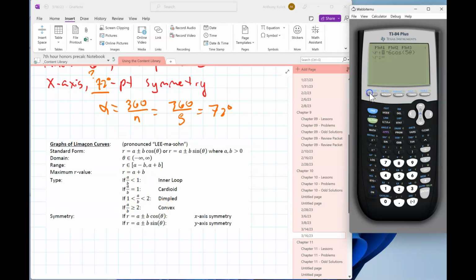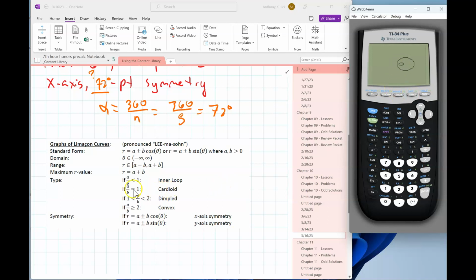So let's just give you some examples of what this might look like. If A divided by B is less than 1, that means that A has to be smaller than B. I'm going to turn the axes off my graph so it's going to be easier to see what's going on here. So that's an inner loop. You see how there's like a little loop on the inside? That didn't turn out very well. Let's do 2 and 4. It'll be a little bit better looking. There we go.